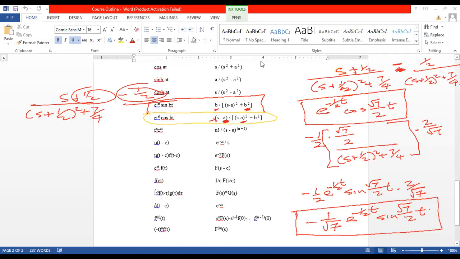Number one, and I have to remember all of them, something we have to do. All right, so you get e that we leave out something, s minus a squared.